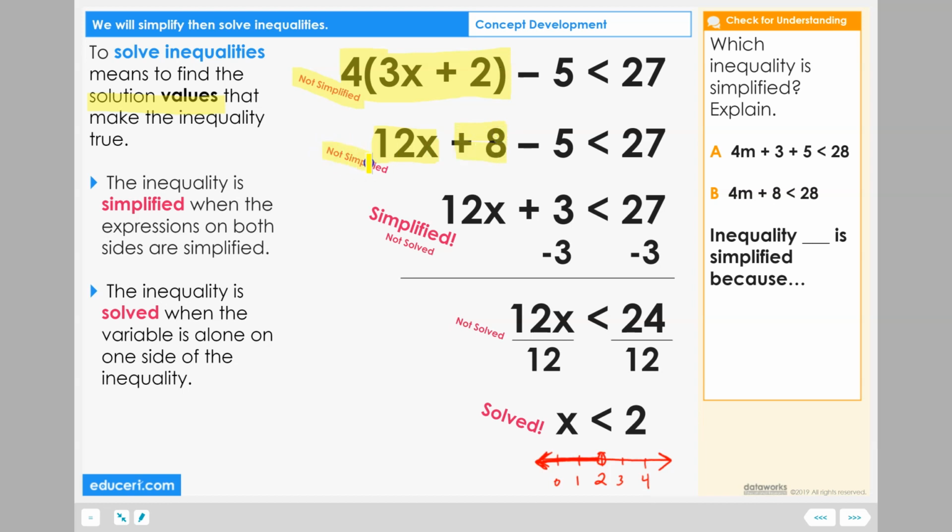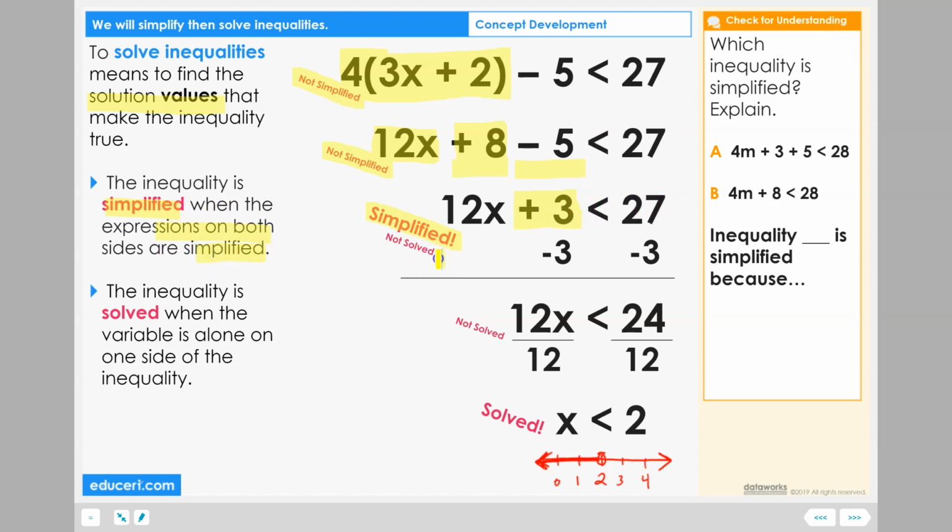However, we are still not simplified at this inequality because there are now these two like terms of numbers, 8 minus 5. Once we combine those like terms, our expression now is completely simplified because there are no more like terms that need to be added. We already did the distribution when we needed to. This inequality is simplified because both expressions are simplified.